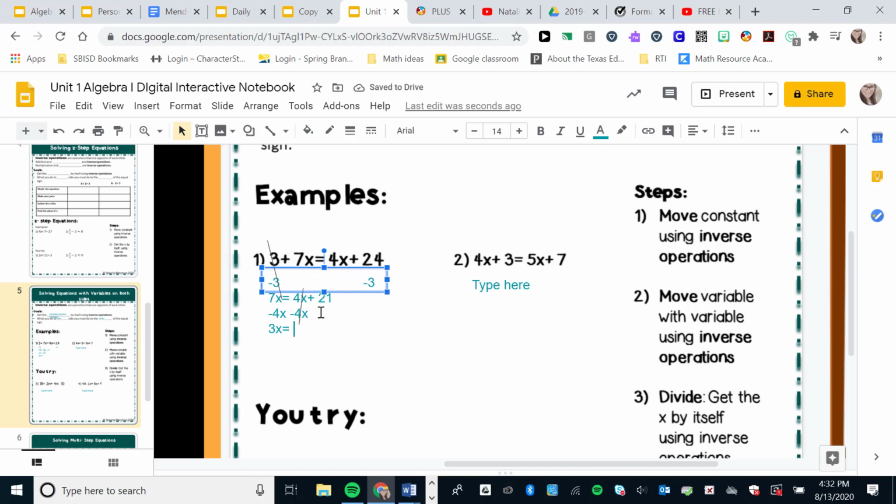And then on this side, we have 21. And all I did was bring this 21 down. And it's positive, so I just leave it like that. So now I have one more step, and that is to divide.